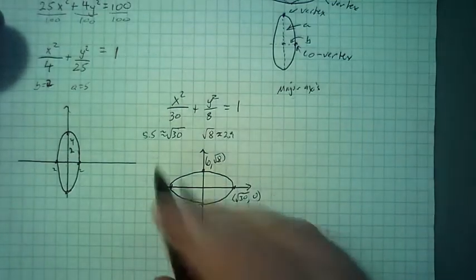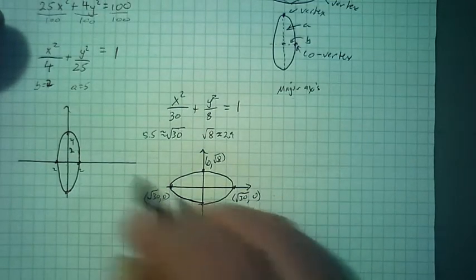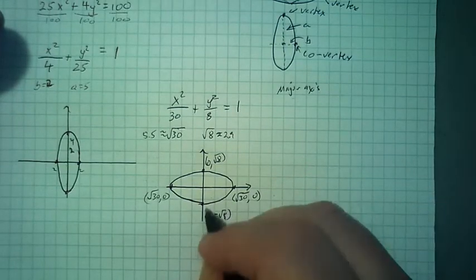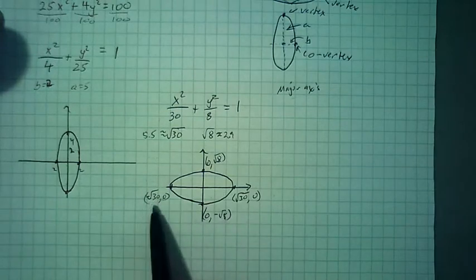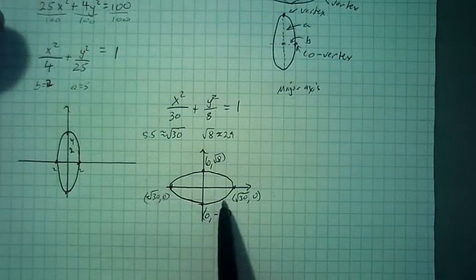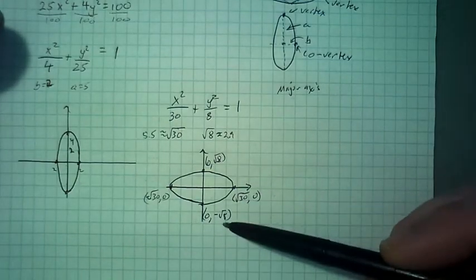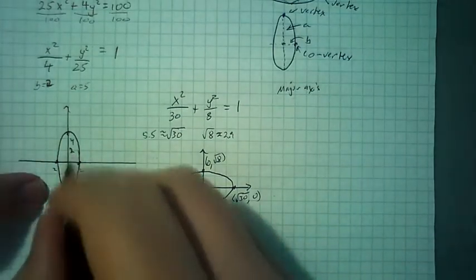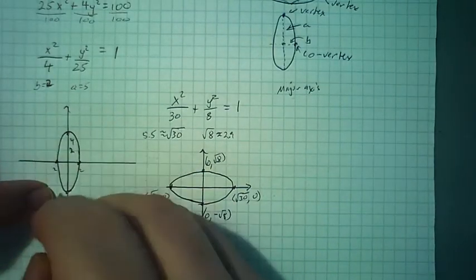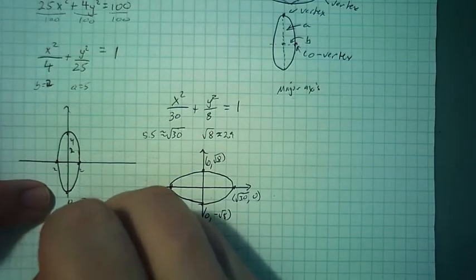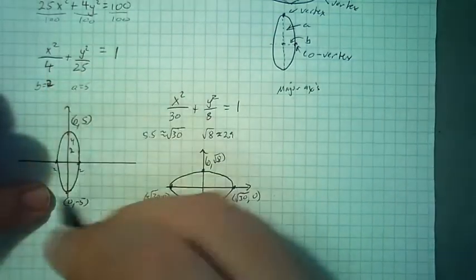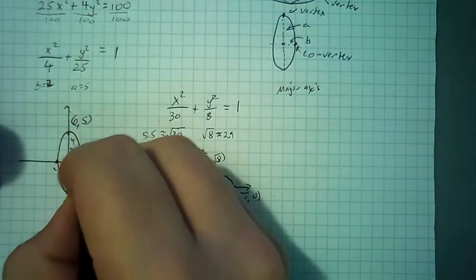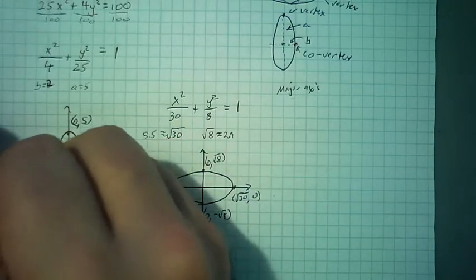Notice the vertices are the ones that are further away, which I didn't label on here. There's negative square root of 8. Okay, so these are symmetric. The vertices for this one are square root of 30, 0, and negative square root of 30, 0. The co-vertices are 0, negative square root of 8, and 0, square root of 8. In this problem over here, I forgot to do them. But the vertices are at 0, negative 5, and 0, 5. Because it's taller than it is wide, the vertices are on top and bottom. The co-vertices are at 2, 0, and negative 2, 0.